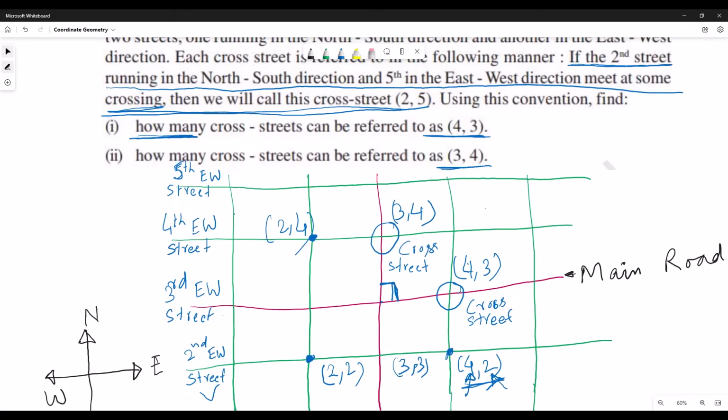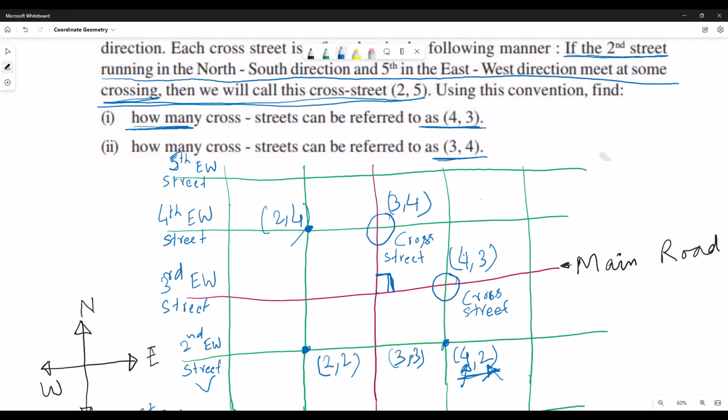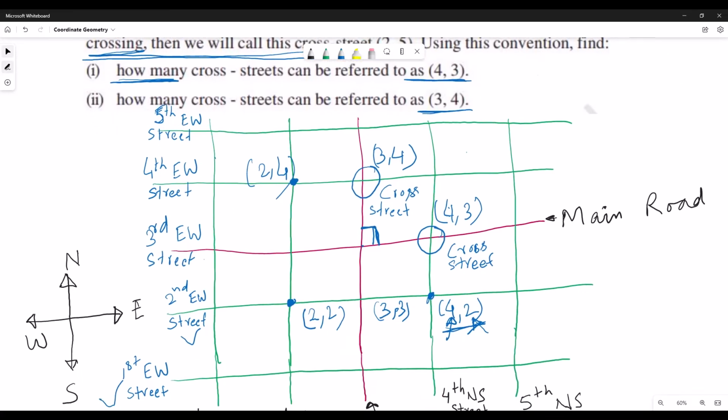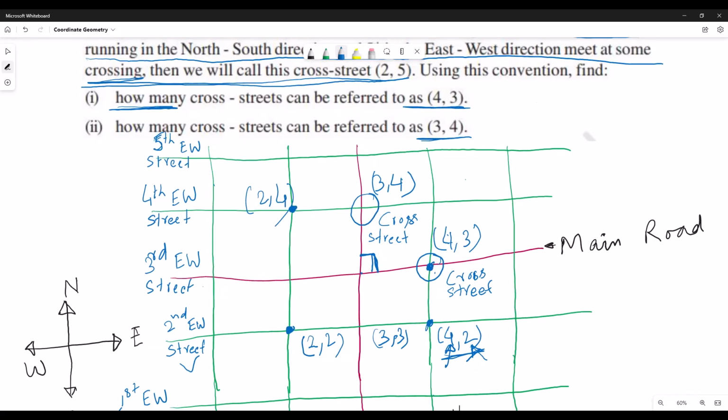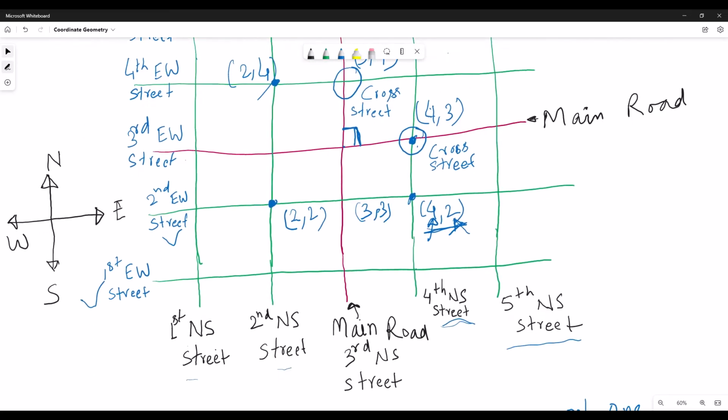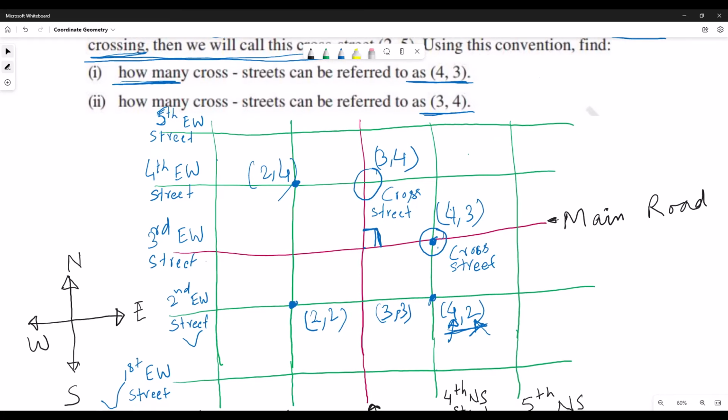So the problem is asking how many cross streets can be referred to as 4-3. You can see the fourth north-south street and the third east-west street. There is only one such crossing where the fourth street and third street cross each other, because the fourth street crosses the first street here, second here, third here. So there is only one crossing. And how many cross streets can be referred to as 3-4? So 3-4 means the third north-south street and the fourth east-west street.